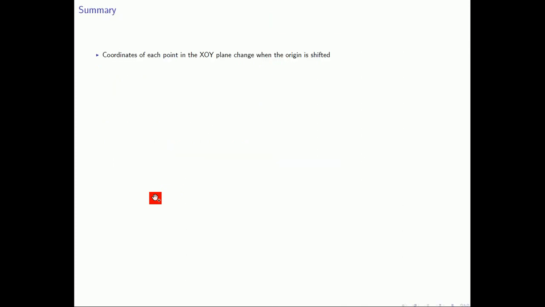Okay, so what did we learn in this video? We saw that coordinates of each point on the xy plane change when the origin is shifted, and by how much the coordinates vary depends on the coordinates of the new origin, and that fixed relationship is given by capital X is equal to small x minus h and capital Y equal to small y minus k, where h and k are the coordinates of the new origin.